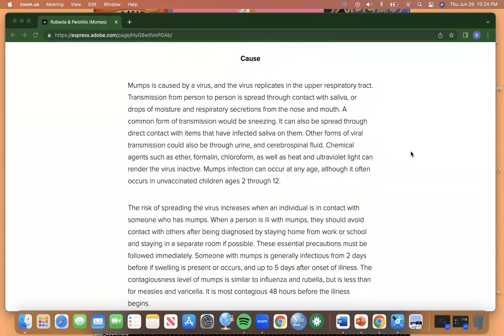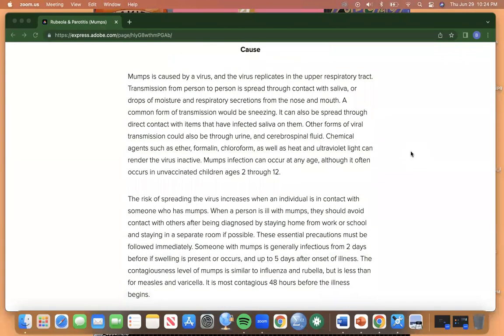Now, mumps is caused by a virus, and the virus replicates in the upper respiratory tract. Transmission from person to person is spread through contact with saliva or drops of moisture and respiratory secretions from the nose and mouth. A common form of transmission would be sneezing. It can also be spread through direct contact with items that have infected saliva on them. Other forms of viral transmission could also be through urine and cerebral spinal fluid. Chemical agents such as ether, formalin, chloroform, as well as heat and ultraviolet light can render the virus inactive.